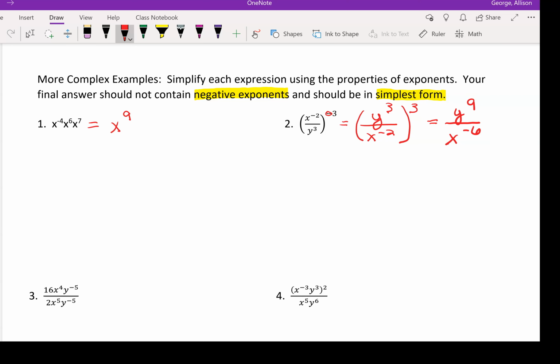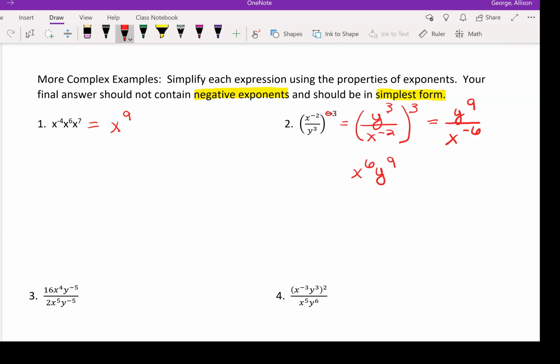All right, so now I want to check, am I in simplest form? Yeah, that's simplified. I can't do anything else. But I still have a negative exponent, so I need to move that x. The y doesn't have a negative exponent, so it's not going anywhere. It's going to stay put. So this x to the 6th is going to move up to the top.